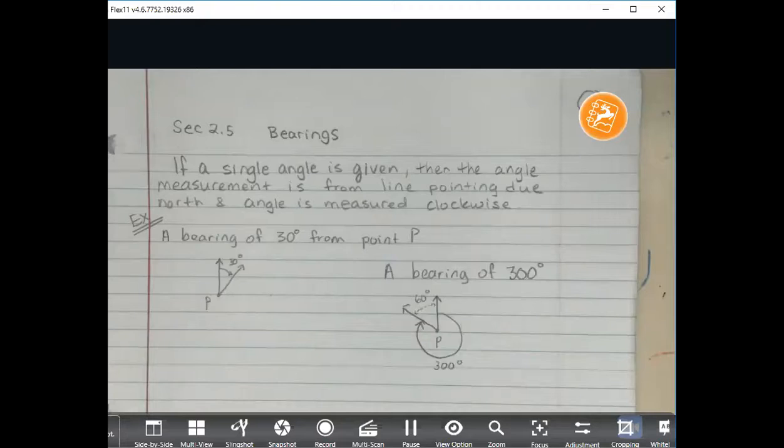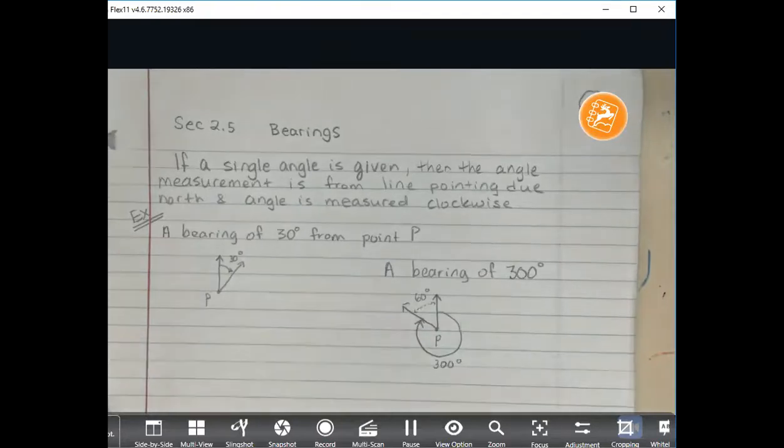It's not that one. Let's just do the one on the sheet.